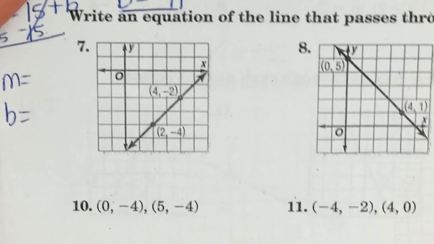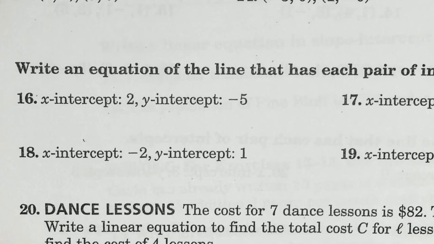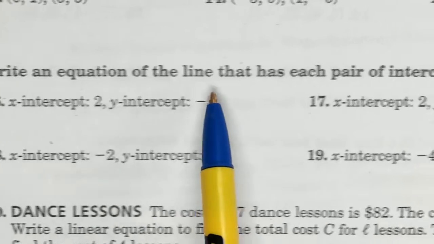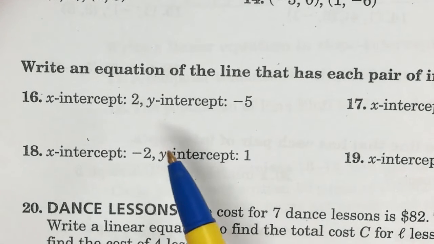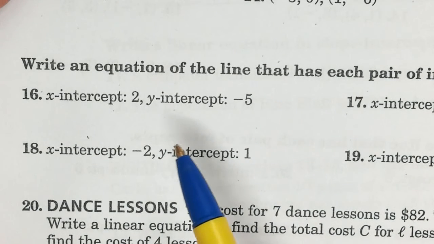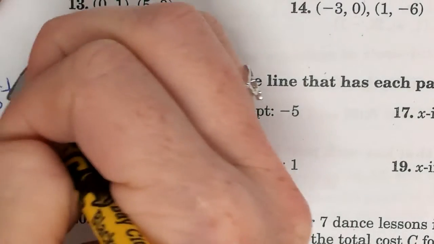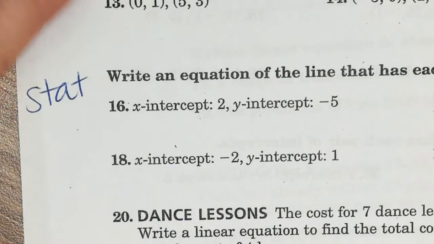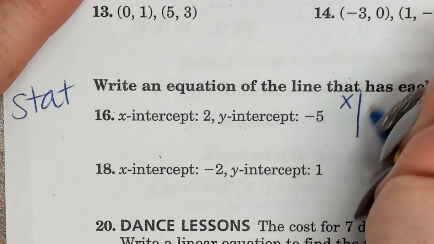Go down to 16. Write an equation of the line that has each pair of intercepts. Guys, an intercept is a coordinate, yes? So can I use stat? Write that down. You can use stat. But in order to use stat, you need two pairs of coordinates. So make a table.